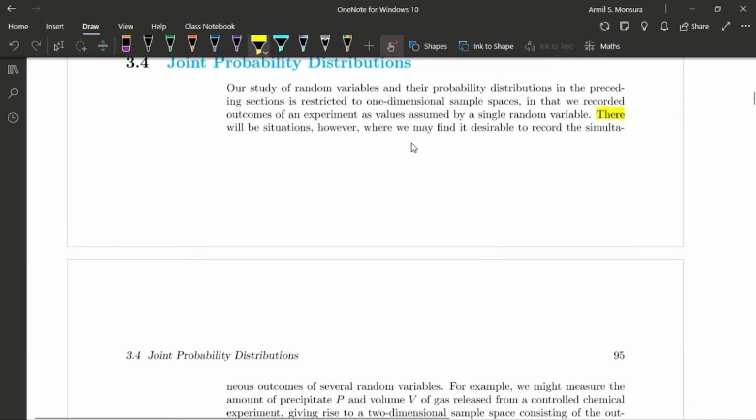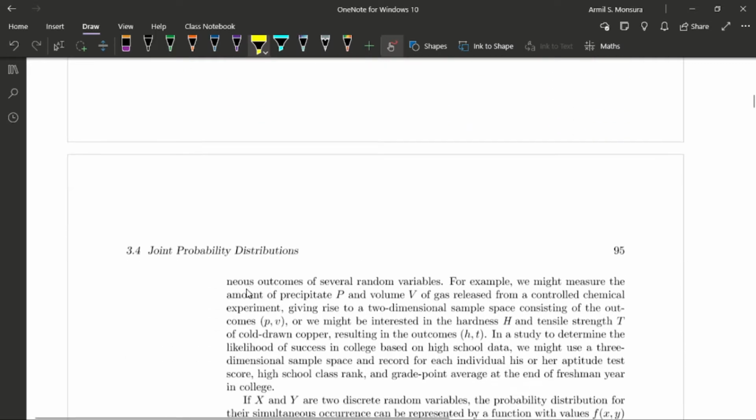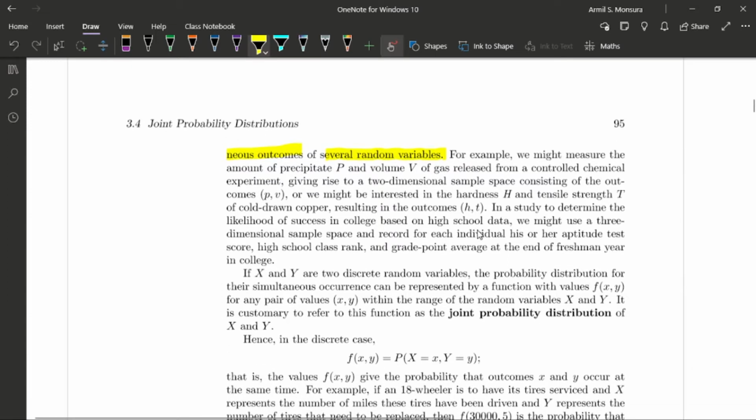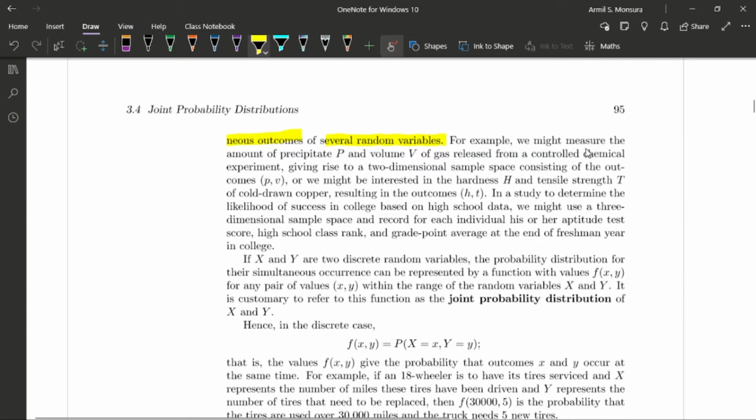yun nga, there will be situations, okay, however, that we will find it desirable to record the simultaneous outcomes of several random variables. So in a given situation, maaaring hindi lang isang outcome ang titingnan natin. Titingnan natin are multiple outcomes. For example, we might measure the amount of precipitate, P, and volume of gas released from a controlled chemical experiment.